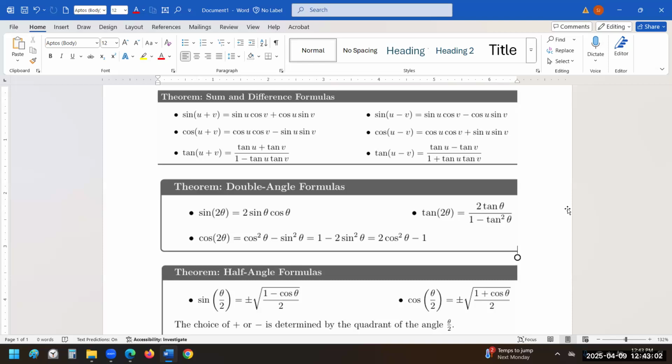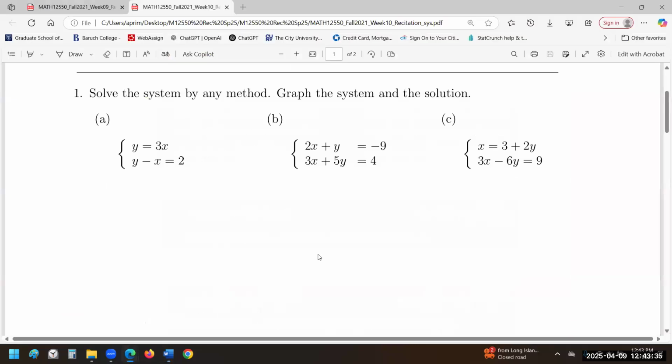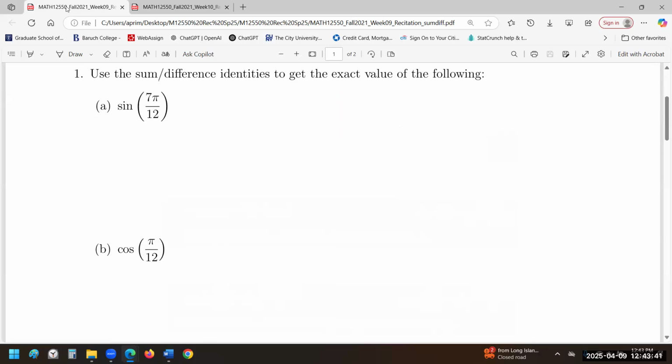Well, if you know how to use these formulas, that means you're ready to do week 9. So let's do some examples on week 9. And then the rest you can fill out after you have your lecture on it. So I'm going to extend the time on Lumen. I'm going to change my slide, and we are going to do week 9.